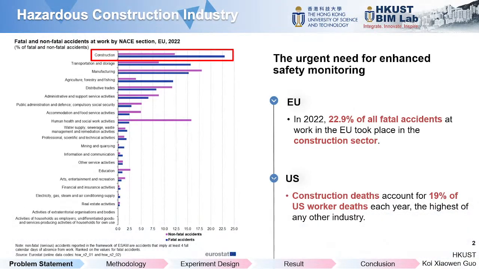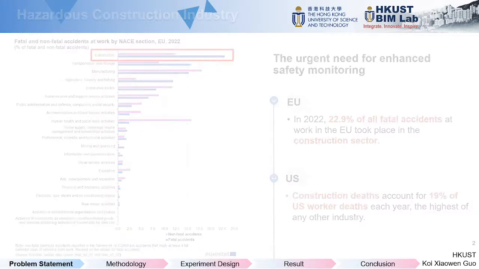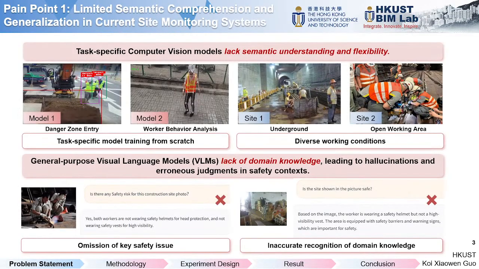As we all know, the construction sector has very high rates of fatal accidents. In Europe in 2022, 23% of all fatal accidents happened in the construction sector, and similar situations happen in the US and all around the world. But the current safety management methods still have some limitations.